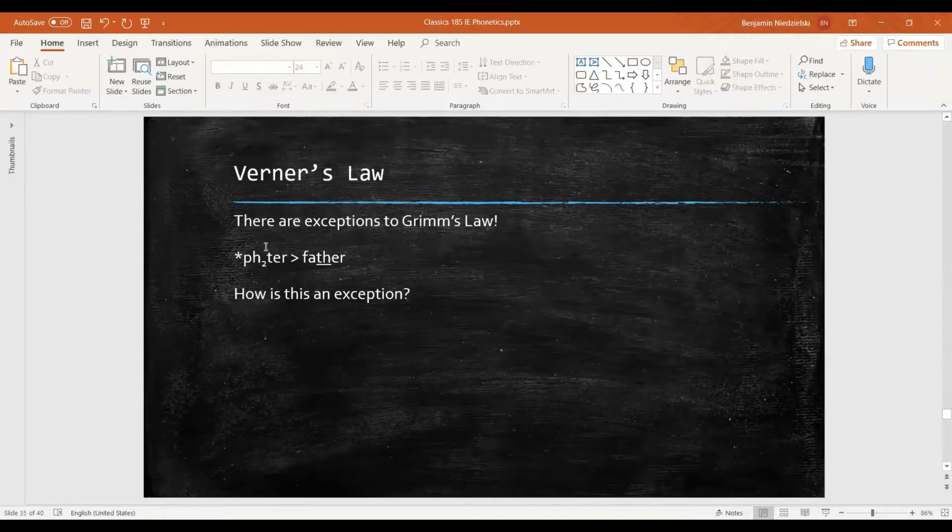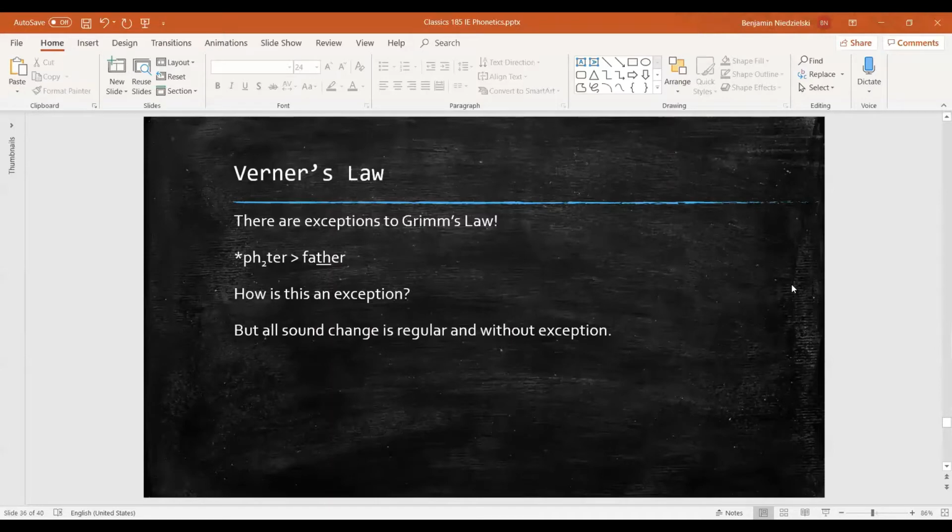Now, Grimm's law says that t becomes th. And it kind of looks like that's what's happening here. But remember, for linguistics, we care about sound, not spelling. So t becomes th according to Grimm's law, but this sound here is a voiced th, not a voiceless th. It's the voiced version, not the voiceless one. That's a problem because Grimm's law says that our voiceless stops should become voiceless fricatives.